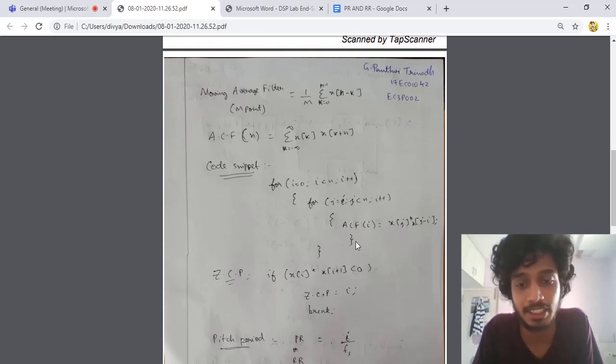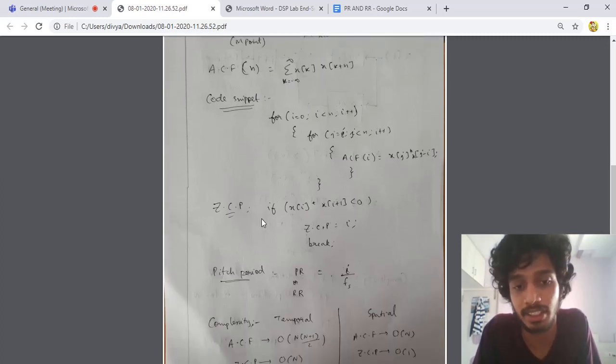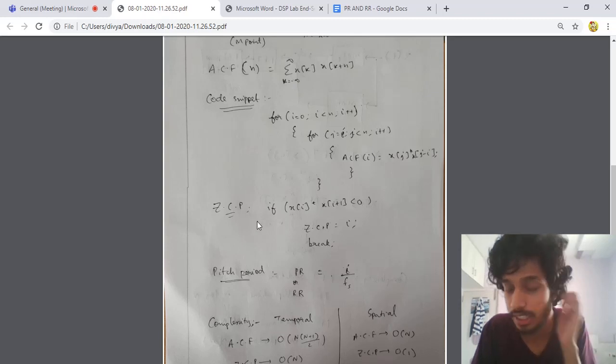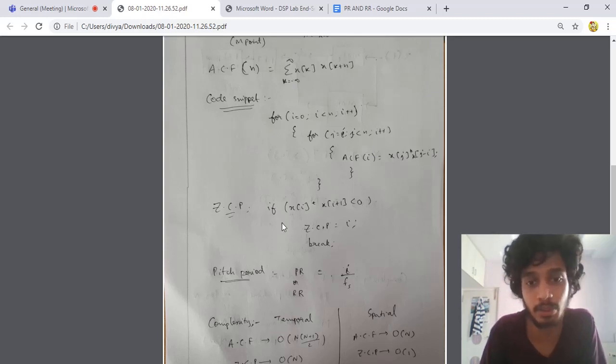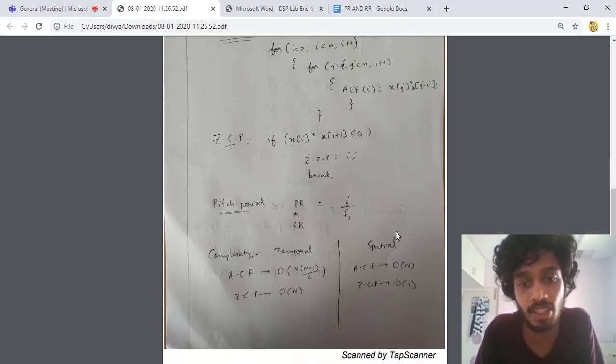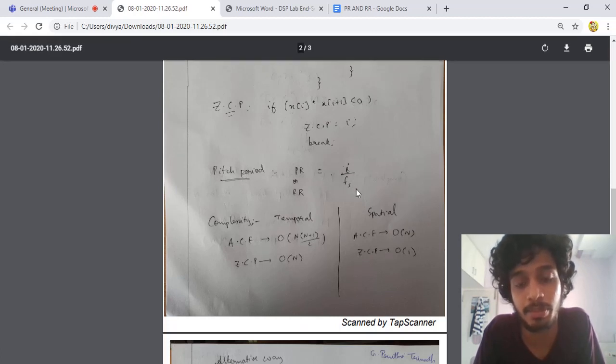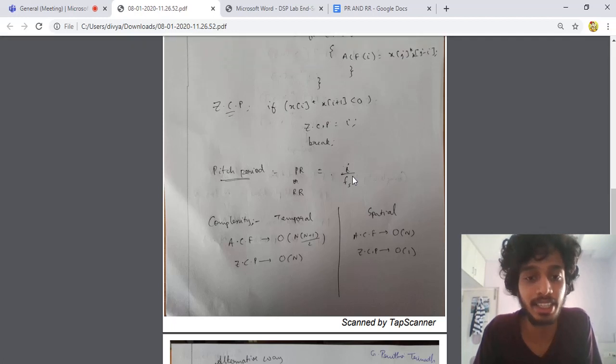It basically has 2 for loops, so the complexity is a little high, and the code snippet for zero crossing points is also present. So where will a zero crossing point be? If there is a negative number followed by a positive number, or a positive number followed by a negative number, their product will always be less than 1. So that is the condition we have given here. And as I told you, the pitch period can be found by dividing the peak index by fs.